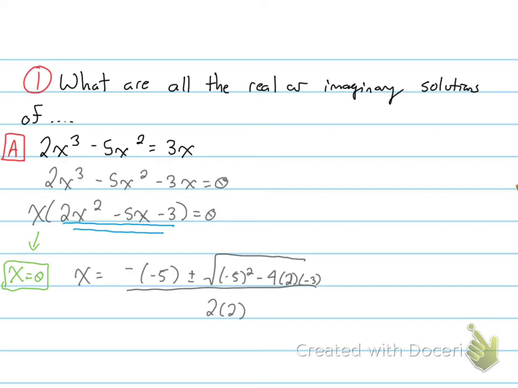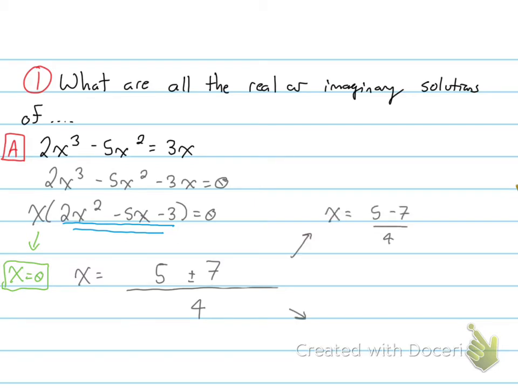Simplifying everything down, I get 5 plus or minus the square root of 49, all over 4. Now in here, the square root of 49 simplifies to 7, and then splitting this equation off, I get x equals 5 minus 7 over 4, or 5 plus 7 over 4. So finally, my answers here could be x equals 0, x equals negative 1/2, or x equals 3. And those are all of the solutions of that equation.